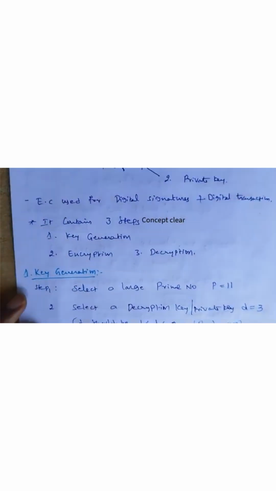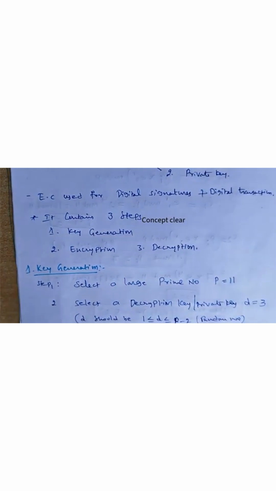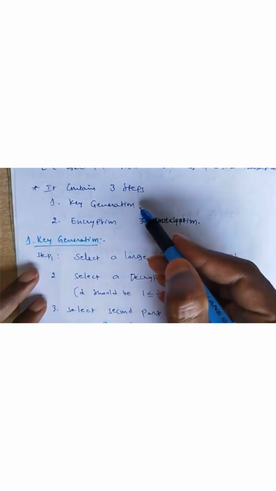What does the ElGamal cryptography algorithm mean? It is asymmetric key cryptography. Asymmetric means we have to use two keys, public key and private key. We have to follow three steps: first is key generation, then encryption, then decryption.